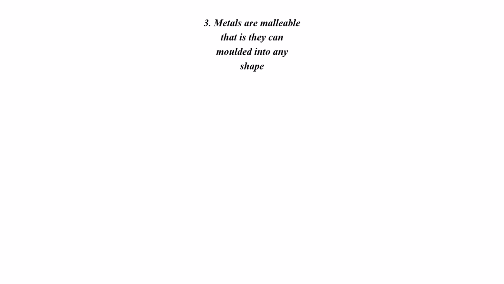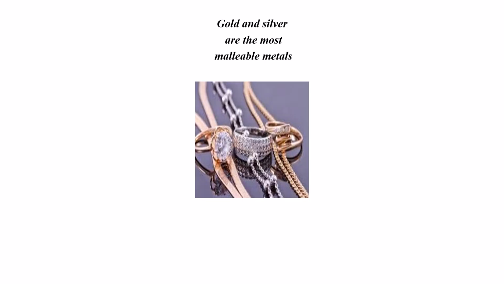You will find that some metals can be beaten into thin sheets, like how you can see in the figure. This property is called malleability. So gold and silver are the most malleable metals. Here you can see how gold and silver metals have been beaten into thin sheets.